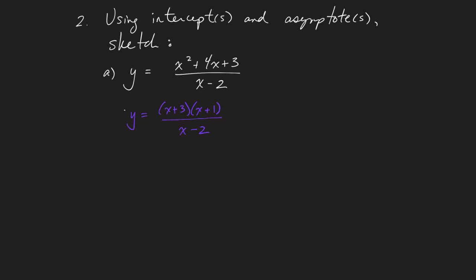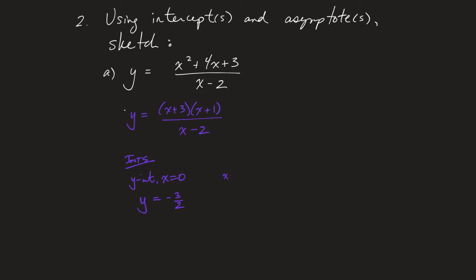Okay, I told you I was going to find my intercepts first. So to find my intercepts, maybe I find my y-intercept first, because then I just have to sub in x equals 0. And so if I go back to the simplified version, then when I replace all my x's with 0, I get negative 3/2.